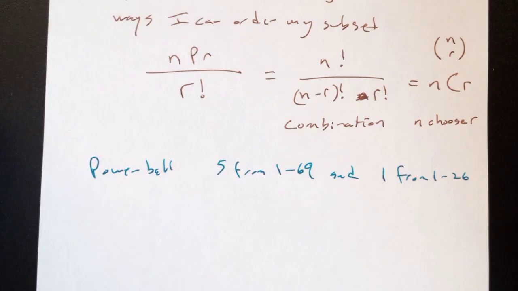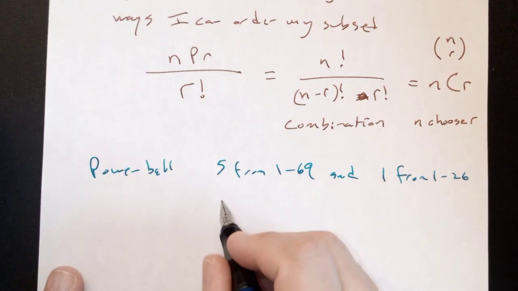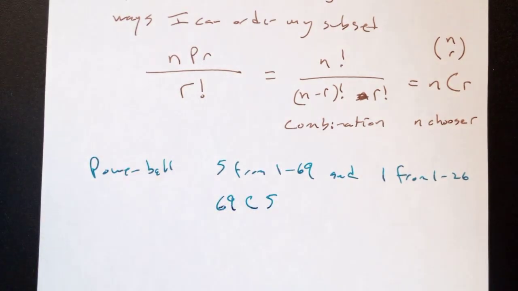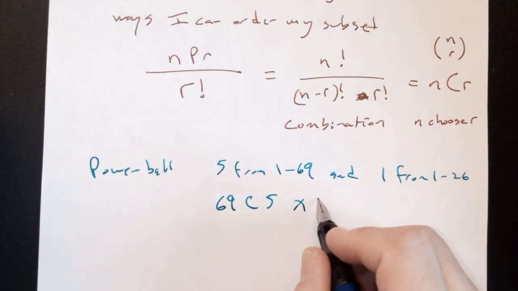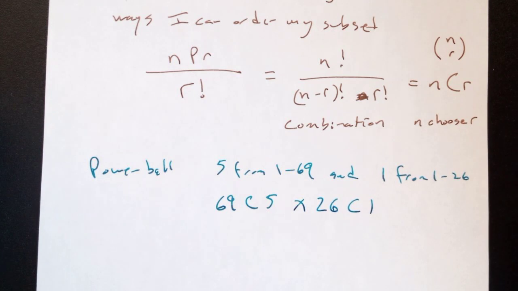So this selection, 5 from the numbers 1 to 69, is a combination. It's 69C5. And then, and. What do I do when I hear the word "and"? I multiply. Out of the 26, I have to choose 1. Now, it's 1 ball. If I choose this doing P1 or C1, I'm going to get the same result, because what's 1 factorial? It's just 1.